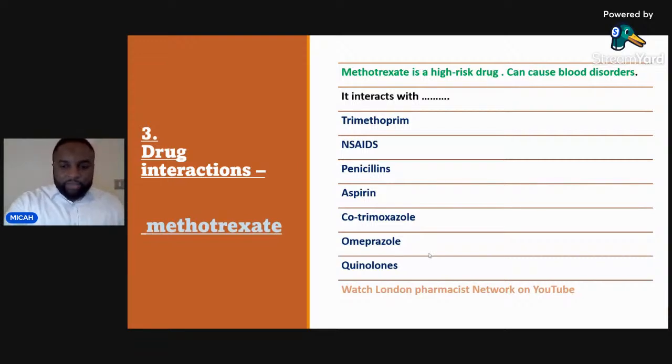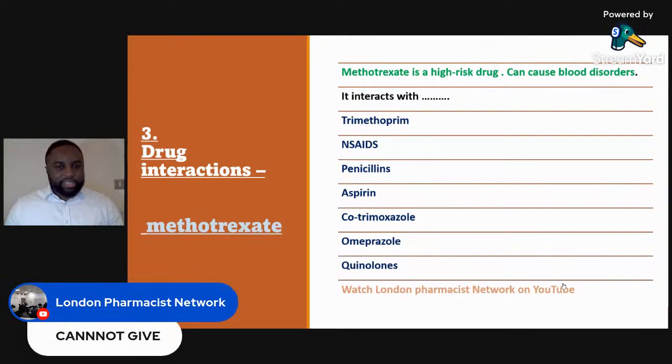So we can't give two antifolate drugs at the same time. It needs to be avoided by all means. You cannot give two antifolate drugs at the same time. So avoid giving trimethoprim and methotrexate to a patient. That's absolutely important. The next one on our list is NSAIDs.